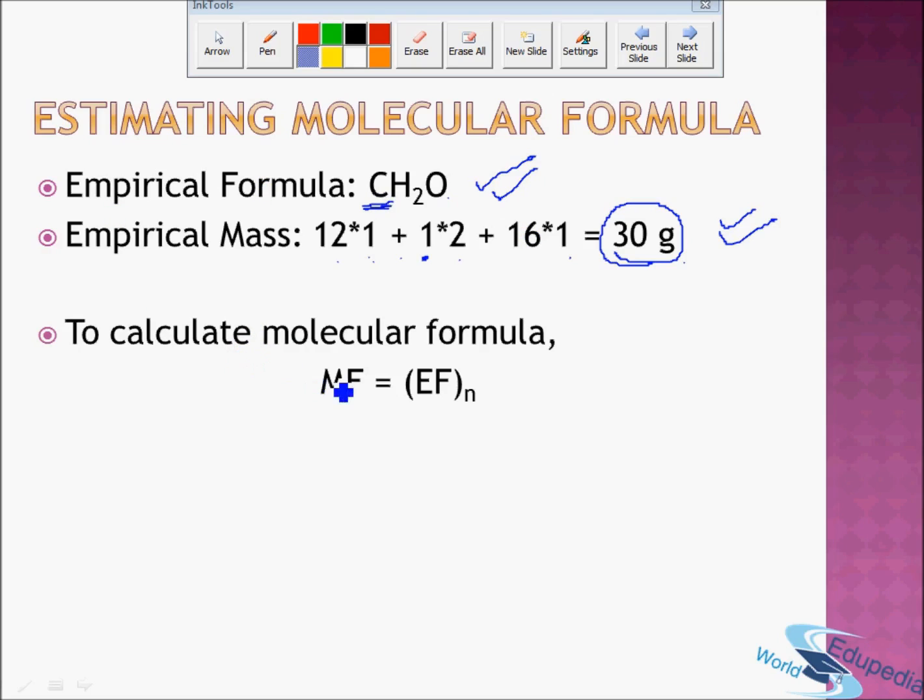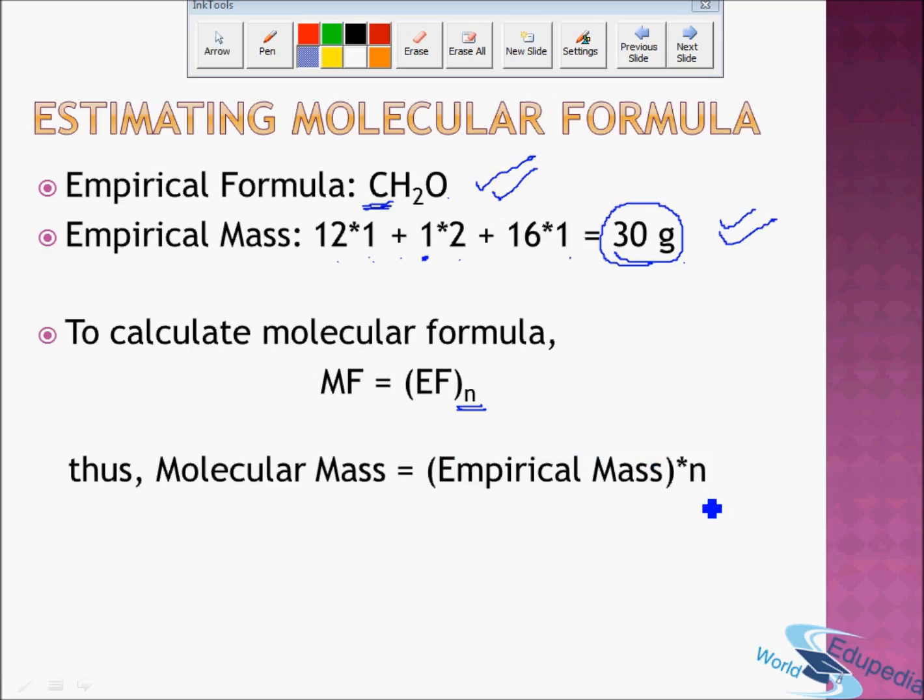If you remember, molecular formula is nothing but empirical formula multiplied with a subscript n, where n is a natural number. It can be 1, 2, 3, 4 up to infinity. So molecular formula is nothing but empirical formula multiplied with n. From here I can directly say that molecular mass is nothing but empirical mass multiplied with n. It's quite intuitive.